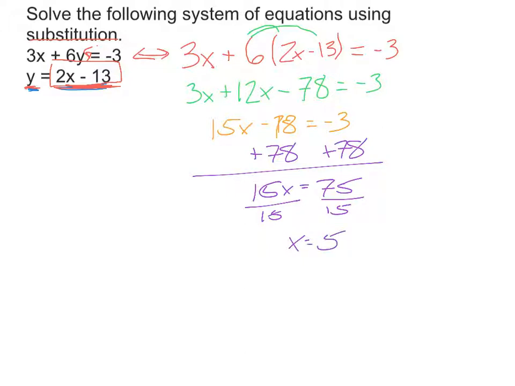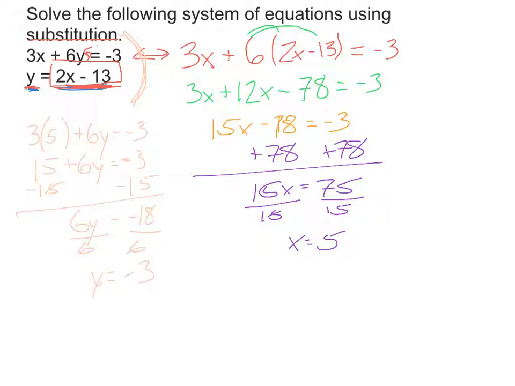Okay, so we know what x is. We just now need to figure out what y equals. And I have two equations up here, and both of them can tell me what y is if I know what x is. Now this one, let me put them in both actually. So if I take the top, I'll do 3 times 5 plus 6y equals negative 3. So 15 plus 6y equals negative 3. And then we subtract the 15. 6y is equal to negative 18. Divide by 6. So y is negative 3.